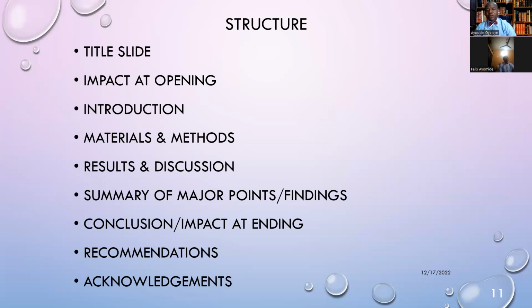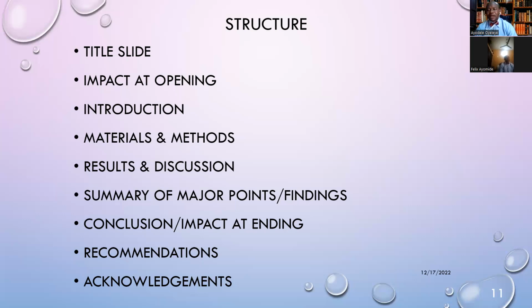So you don't begin from the down-the-hill approach. You begin from the up-the-hill approach. You throw in a very impactful statement that will get the audience yearning even for more. Then you can begin to have your introduction.